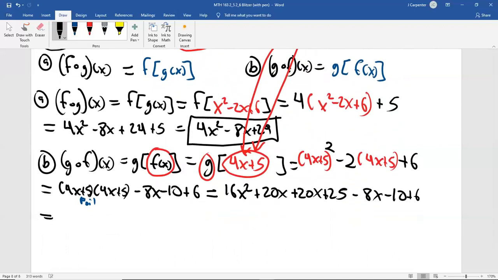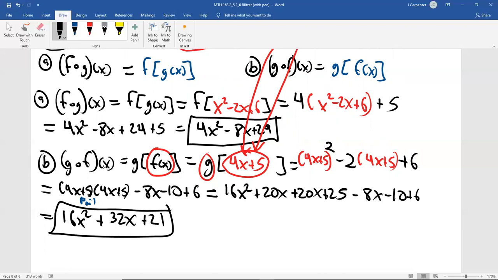That does say FOIL, not fail. So 16x squared, 20x makes 40x. 40x minus 8x is going to be a plus 32x. Then we have our 25 minus 10, which is 15. 15 plus 6 is 21. And that would be our answer.